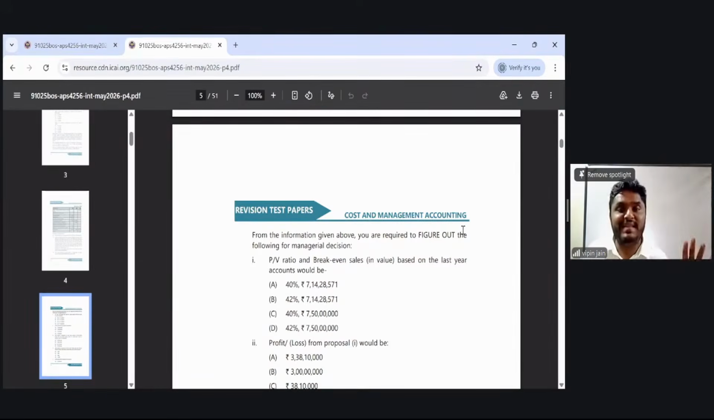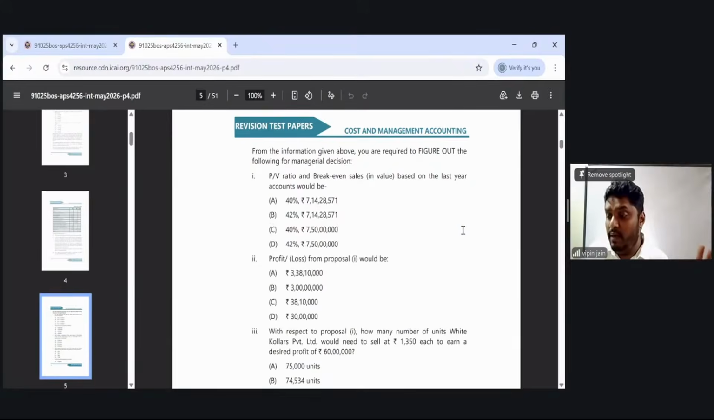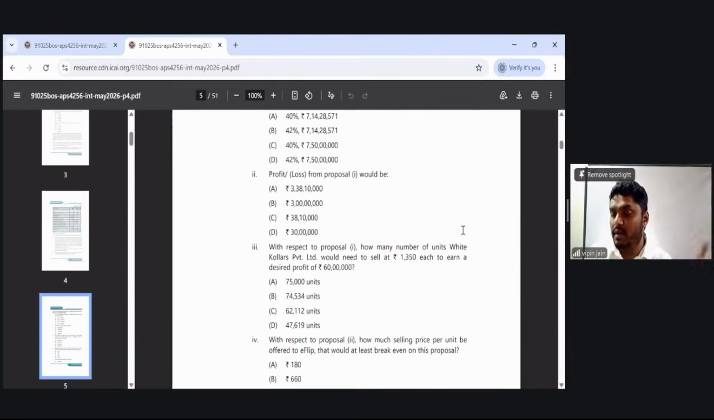So from the last year accounts, that is the given profit statement, we have to prepare PV ratio and break even sales. Done. Second point, profit and loss from proposal first. So it means we have to prepare the income statement of proposal first also. Third point, what they are asking is with respect to proposal first, how many number of units white collar would need to sell 1350 each to earn a desired profit of 60 lakh. So in short, in the first proposal, if we want to earn a profit of 60 lakhs, how many units need to be sold?